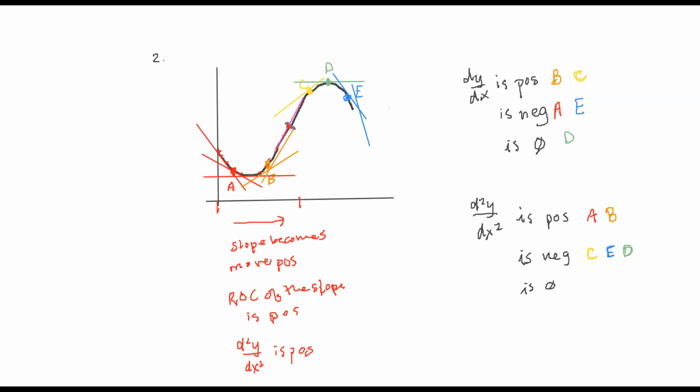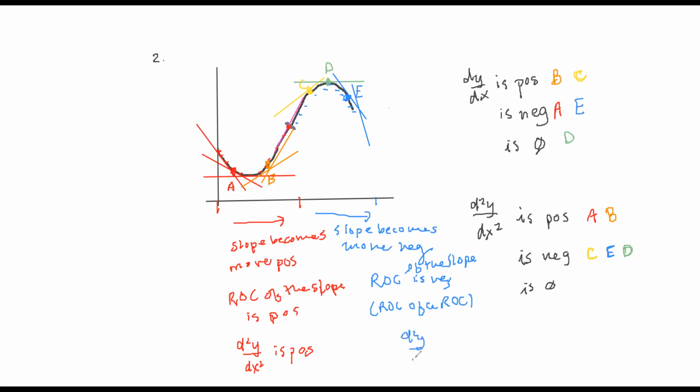So that means that our second derivative is positive. And then at the point where it's the most positive, it starts coming back down. So it's less, less, less, less, less positive. We reach zero. It keeps getting less positive. It becomes negative and becomes more negative. And so from this point to this point, the slope becomes more negative. So the rate of change of the slope is negative. So this is a rate of change of a rate of change, which is our second derivative.